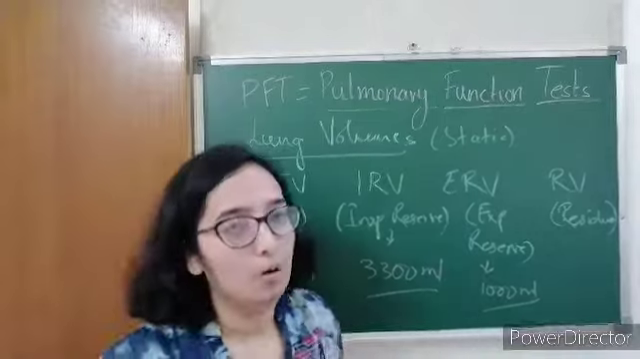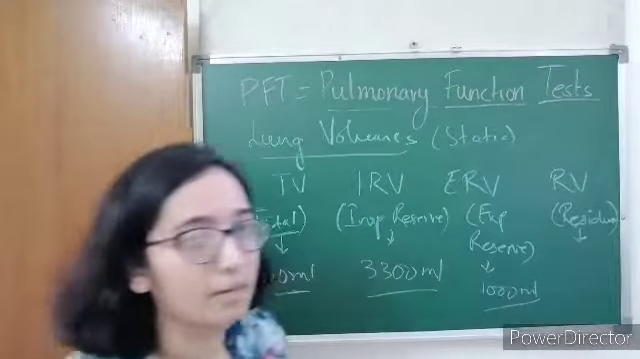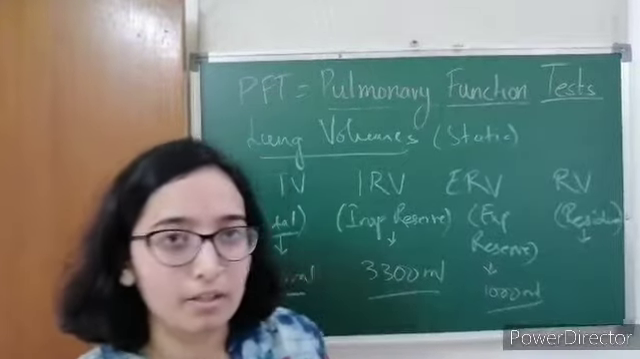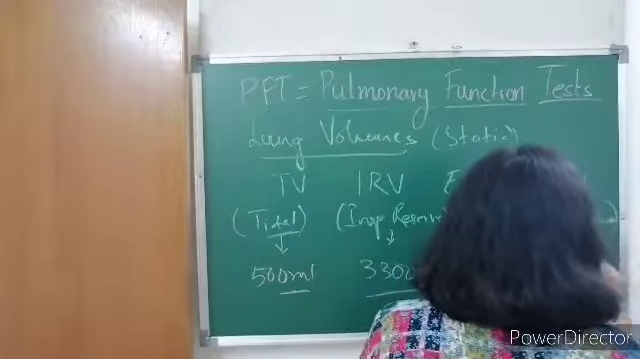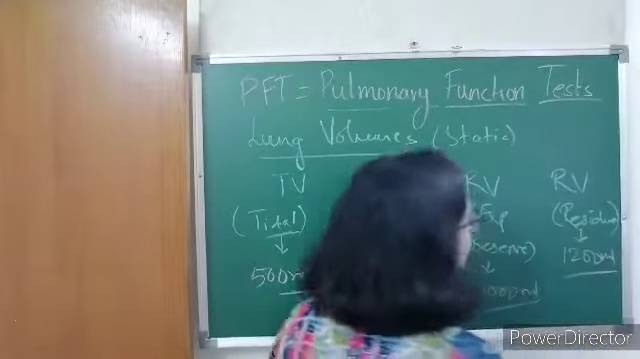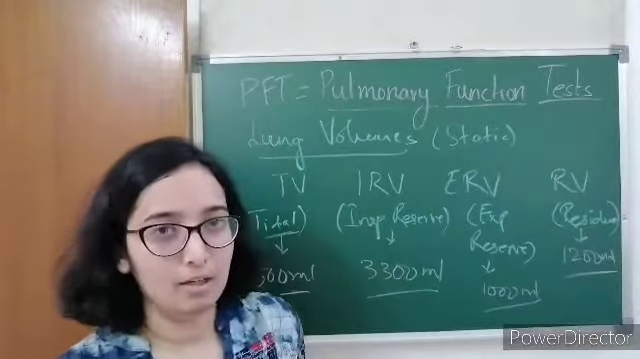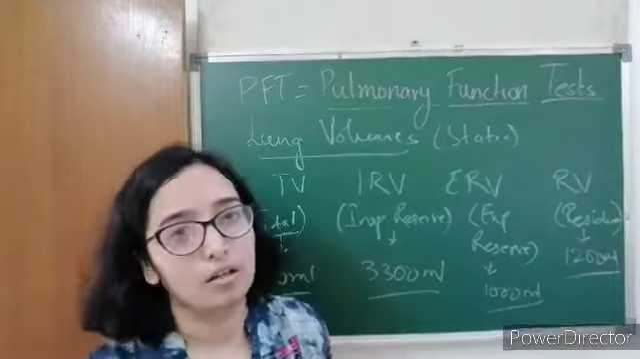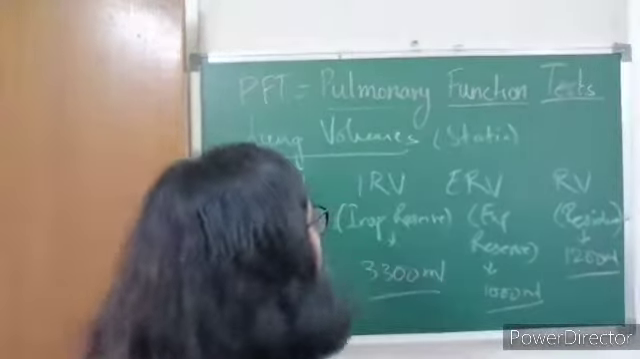And what is residual volume? So residual volume is the amount of air that is remaining in the lungs even after a normal expiration. That is 1200. Okay, so what is residual volume? It is the amount of air that is remaining in the lungs even after a forceful expiration. So that is 1200 ml.